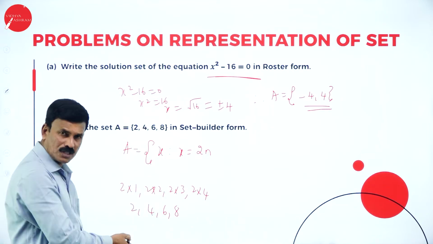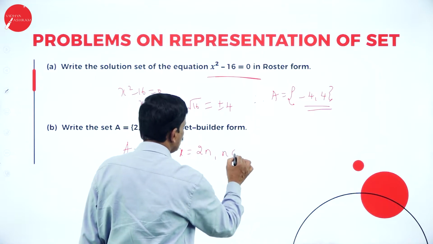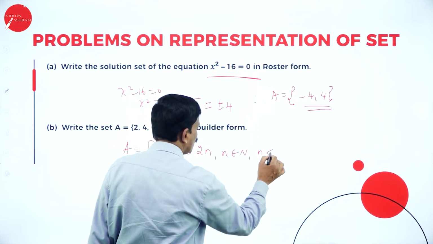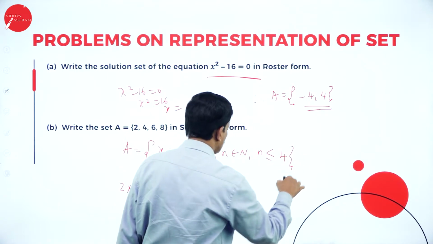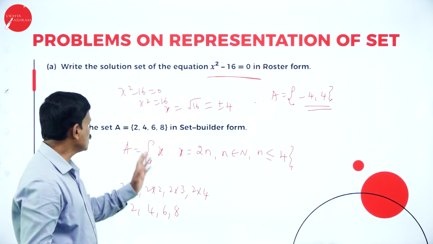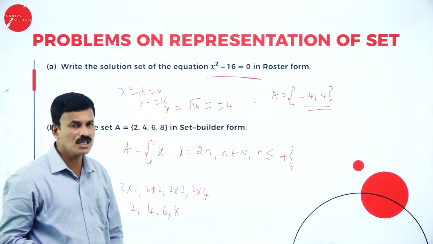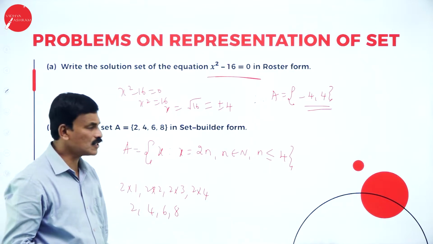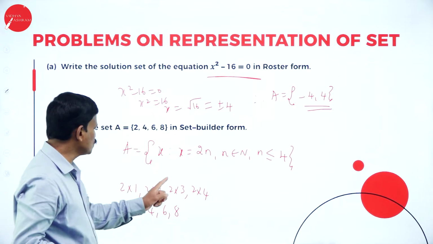So, according to the given elements, this can be written as 2 times n, where n belongs to natural numbers and n is less than or equal to 4. So, that is A is equal to x such that x is equal to 2n, where n is a natural number and n is less than or equal to 4. n less than or equal to 4 means 1, 2, 3 and 4.